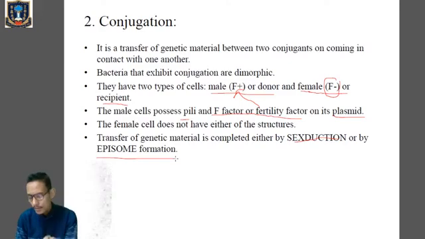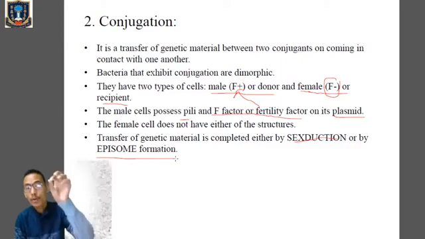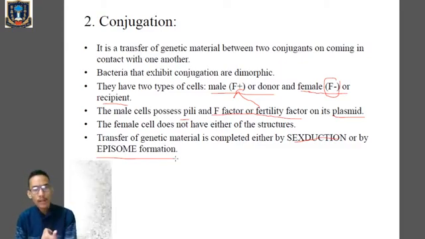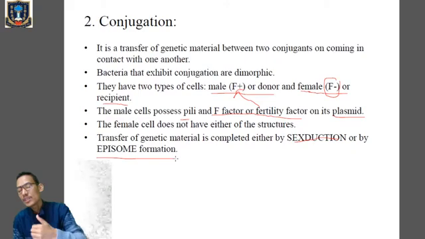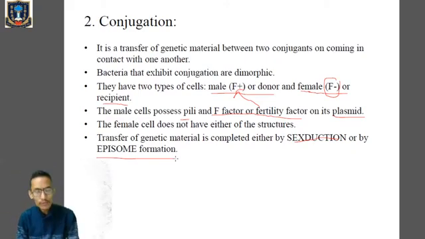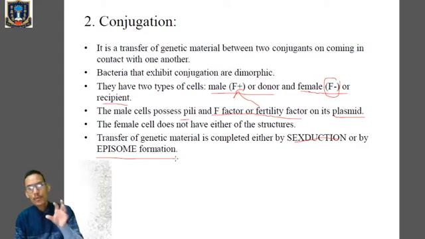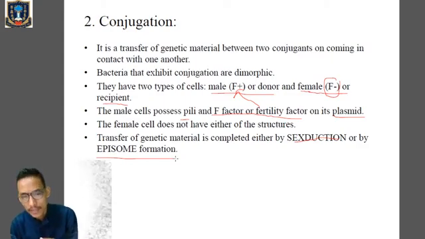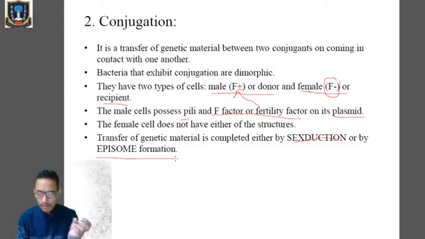And over here, kindly remember, those bacteria which exhibit conjugation are dimorphic. Di means two, morphic means form. So there are two forms, male and female. Okay, male is also known as F plus or donor, and female F minus or recipient. That means over here the male is donating the genetic material to the female. Okay, so that's why male is known as donor and female is known as recipient. All right, so male possesses the fertility factor or F factor and pili, whereas such type of structures are absent in case of the female. Okay, and the transfer of genetic material occurs by means of sexduction or by means of episome formation.